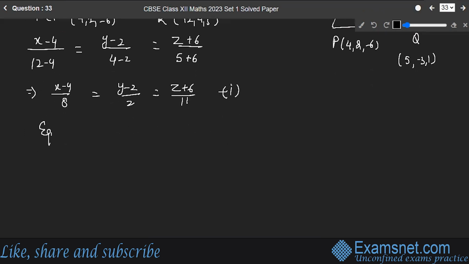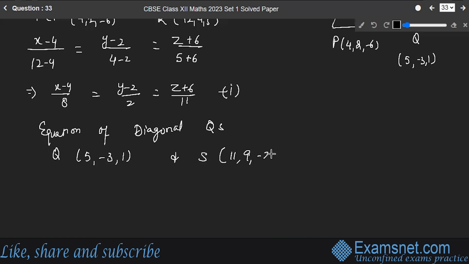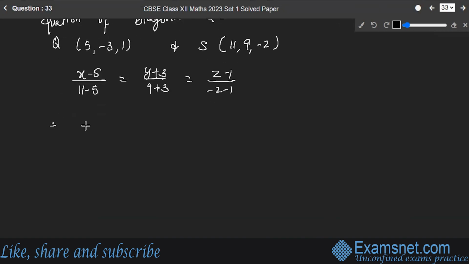Now let's go for the equation of diagonal QS. Q was (5, −3, 1) and S was (11, 9, −2). So the equation becomes (x − 5)/(11 − 5) = (y + 3)/(9 + 3) = (z − 1)/(−2 − 1), or this is equal to (x − 5)/6 = (y + 3)/12 = (z − 1)/(−3). Let's say this is equation 2.